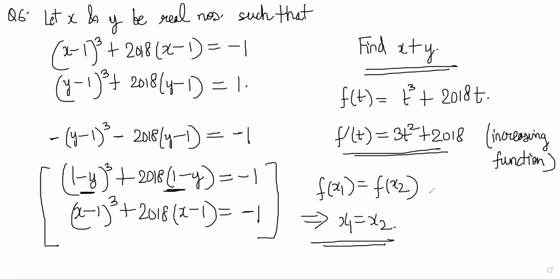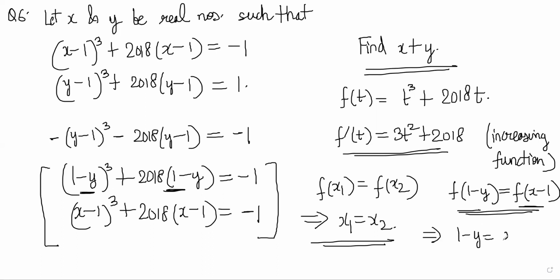So here we can see that f of 1 minus y is equal to f of x minus 1, right? From these equations and the function definition of f of x, we can conclude that f of 1 minus y is -1 and f of x minus 1 is -1. So that means f of 1 minus y is equal to f of x minus 1. And that means 1 minus y is equal to x minus 1, right? Because the function f was purely increasing.